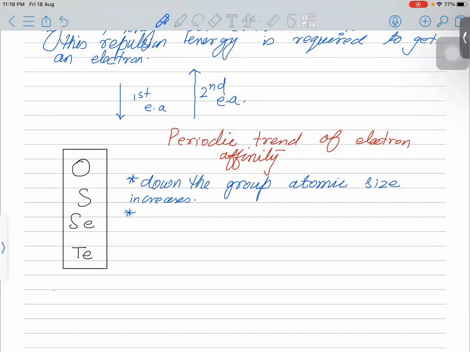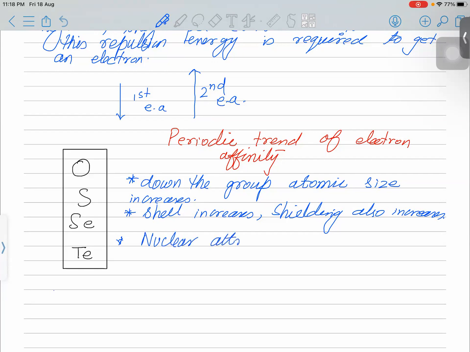It will decrease, sir. The shielding is increasing, so it will increase. So shell increases, shielding also increases. This is point number two. So as shielding increases, nuclear attraction decreases.